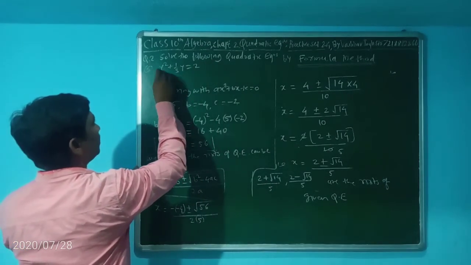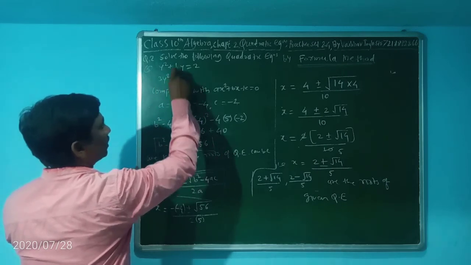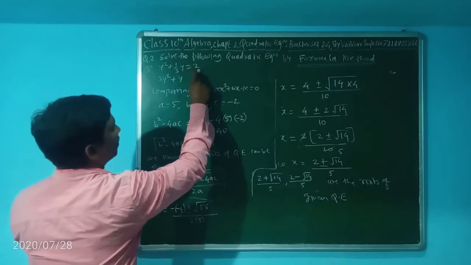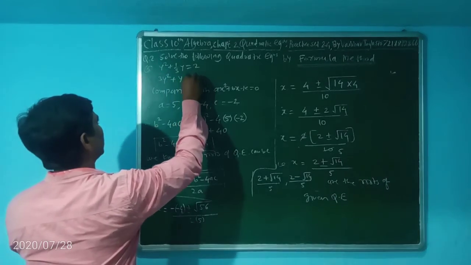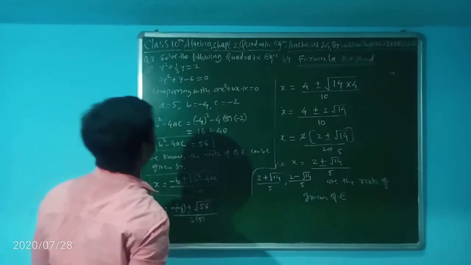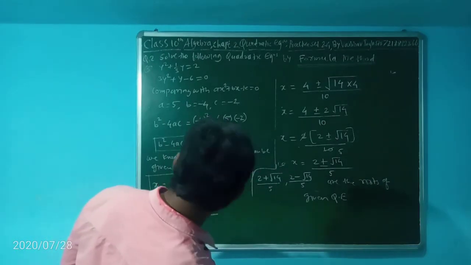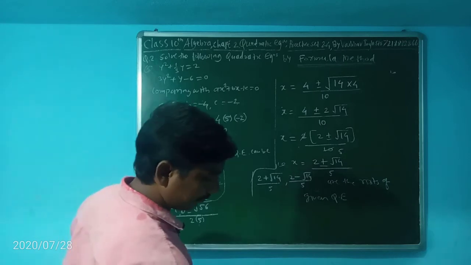So if you multiply here by 3, it will become 3y square. If you multiply here by 3, the 3 will get cancelled, it will be y. And if you multiply here by 3, it will become 6, and take 6 to the left hand side, so it will become minus 6. 3y square plus y minus 6. And this way the quadratic equation is converted.